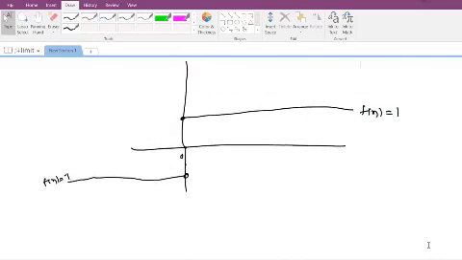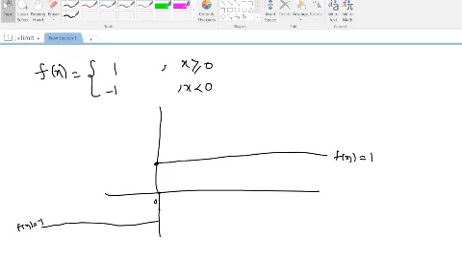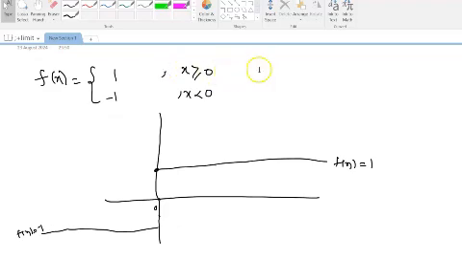Now this function is piecewise. So this function is called a piecewise function because we define this function in pieces. So we define it in pieces. When your x is greater than or equal to 0, the value of the function is 1, and when x is less than 0, the value of the function is minus 1.